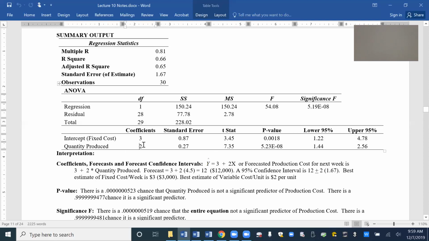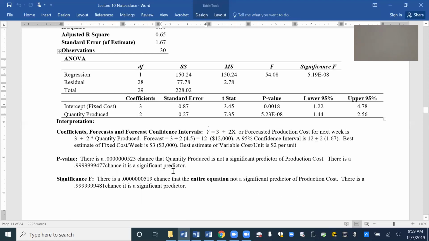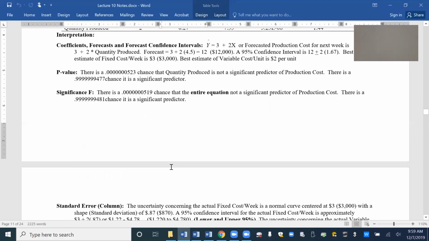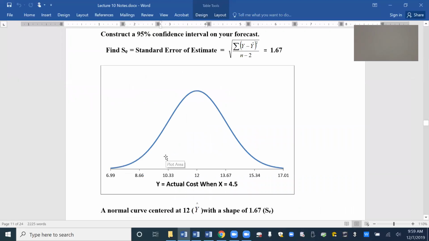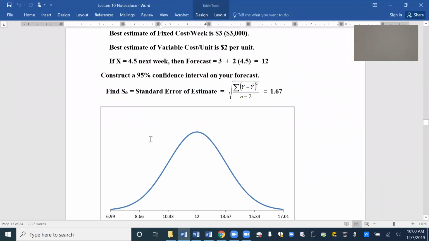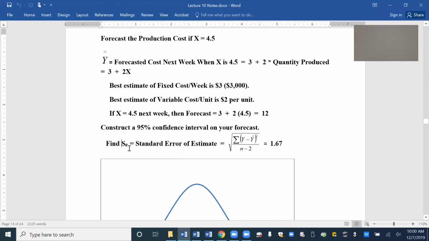Oh, you think the average cost per unit is $2? You think it's actually that? Well, here's your uncertainty regarding it. I'm 95% sure it's between $1.44 and $2.56. So it's giving you a bunch of other stuff that's useful, but for our purposes right now and for the paper, we don't need to go any further into it. This standard error of the estimate sometimes has this little symbol called S sub E. So I should tell you that.